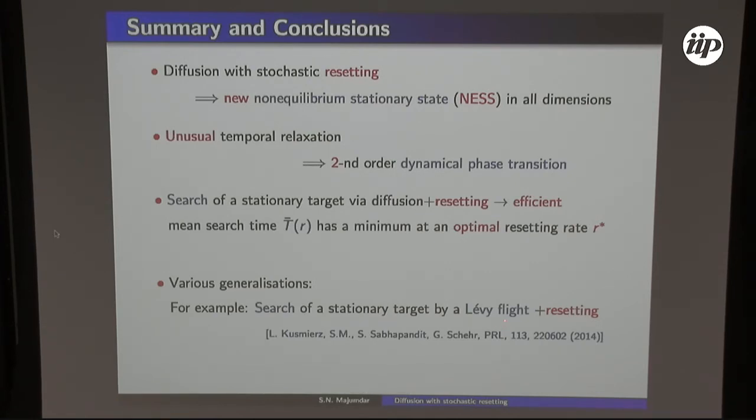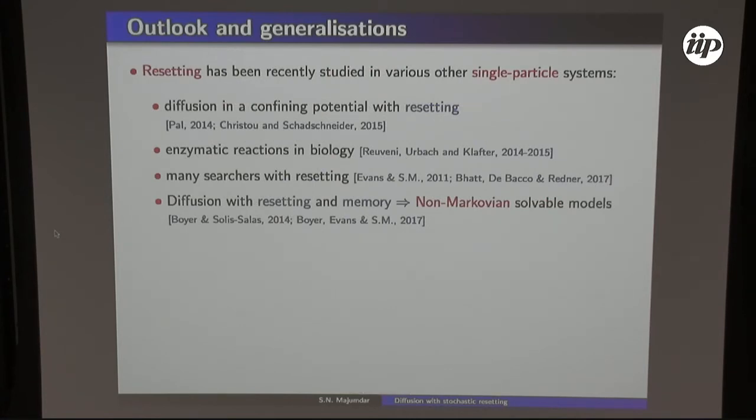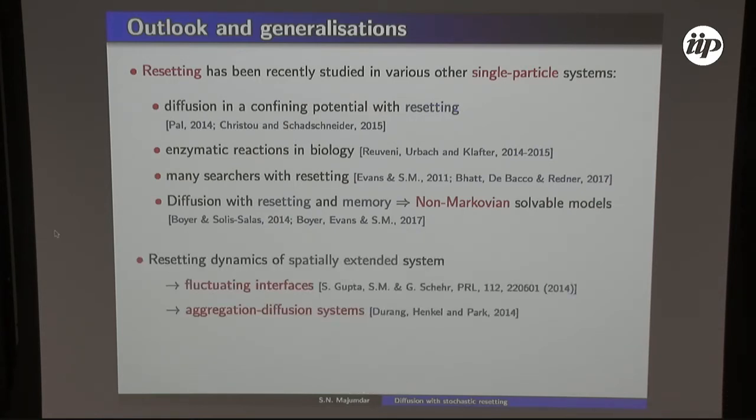So, for example, instead of diffusion, if you take a Levy flight, again the same phenomenon occurs. That is, resetting always makes the search process more efficient. And then in the last 2 years, resetting has been studied in various other single particle contexts. For example, in the context of enzymatic reactions in biology. Then it has been generalized to many searchers, and then with memory, non-Markovian models. But I don't have time to go through all this. And also in many particle, spatially extended systems.